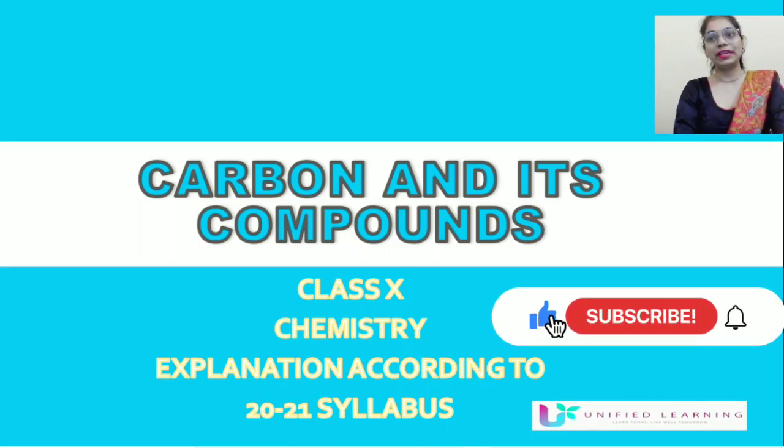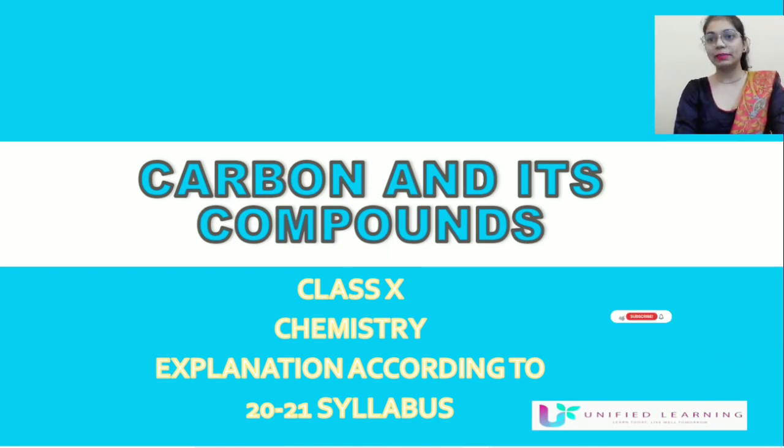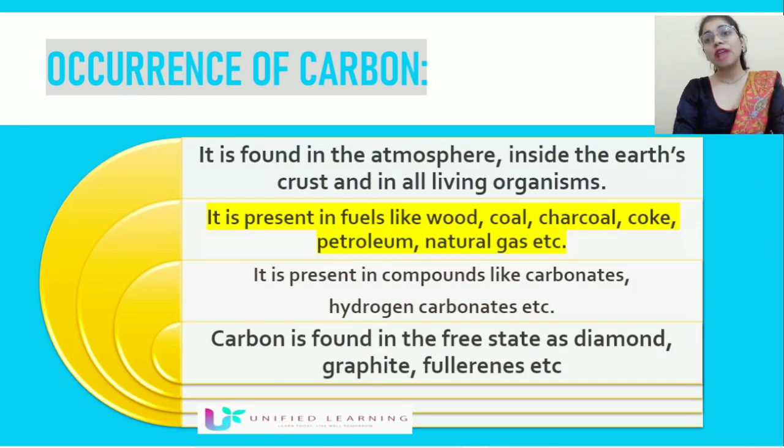In this video, we'll be continuing with carbon and its compounds, class 10th chemistry, explanation according to the 2021 syllabus, as according to the deleted syllabus by CBSE. Moving to the occurrence of carbon. Where is it found? It is present in fuels like wood, charcoal, coke, petroleum, natural gas. And carbon also exists in the free state, for example, graphite, diamond, and fullerenes. We'll talk about it in more detail as well.